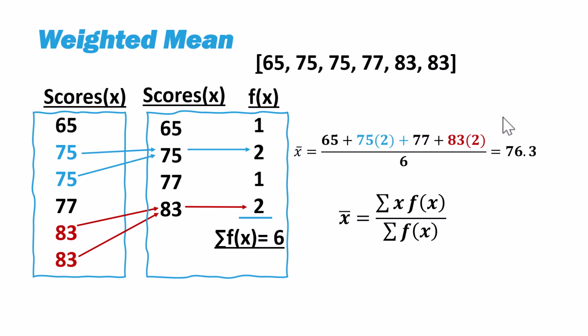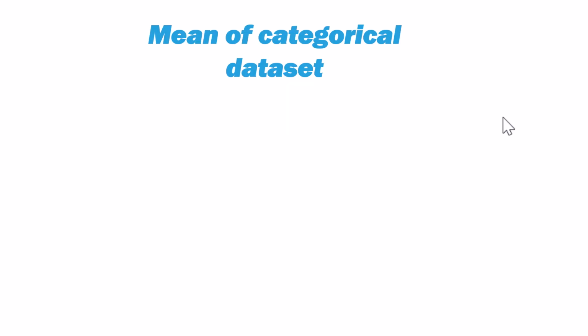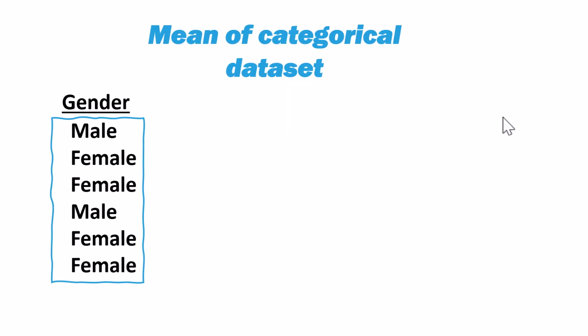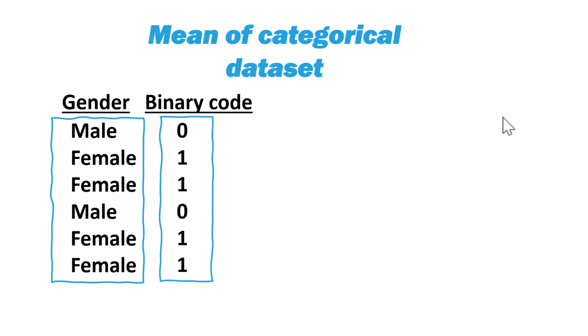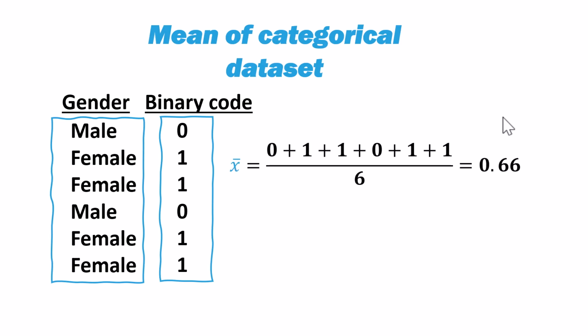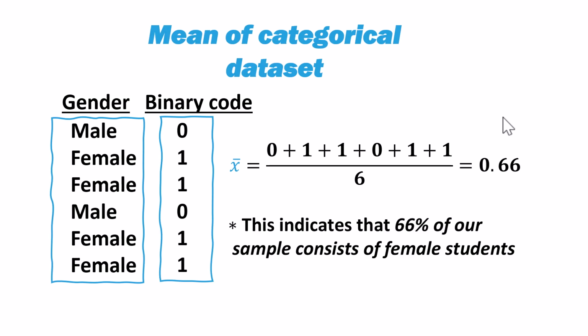Now let's continue with the mean of a categorical dataset. Suppose we want to find the mean gender of 60 students in a binary dataset. We give the code 1 to female and the code 0 to male students. We calculate the mean by summing all codes and dividing the result by the total number of observations. The mean in a binary dataset indicates proportion. In this case, the mean is 0.66. This indicates that 66% of our sample consists of female students. Calculating the mean in a categorical dataset with more than 2 categories is not applicable because it does not make sense.